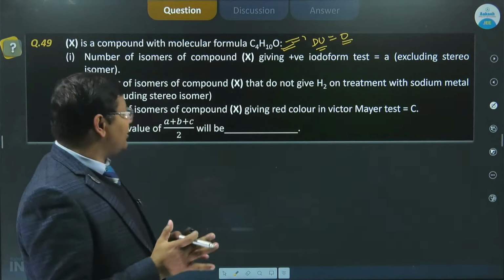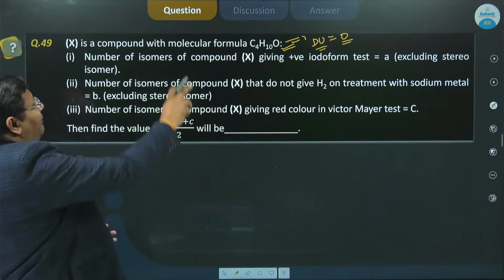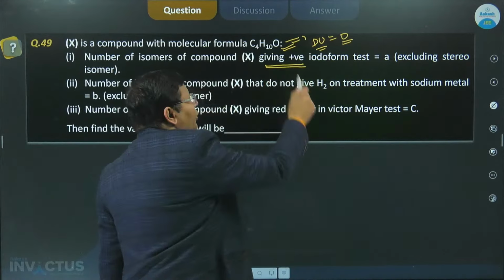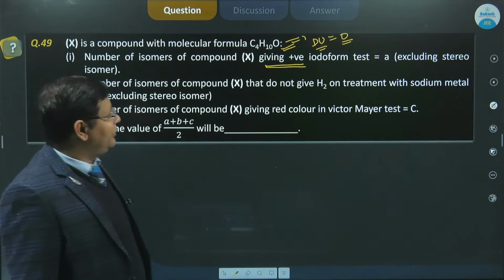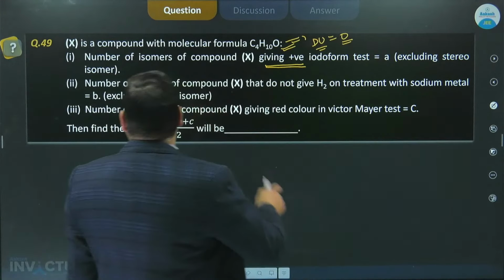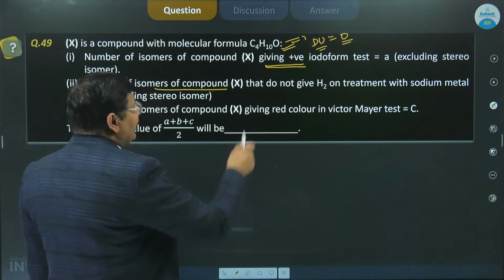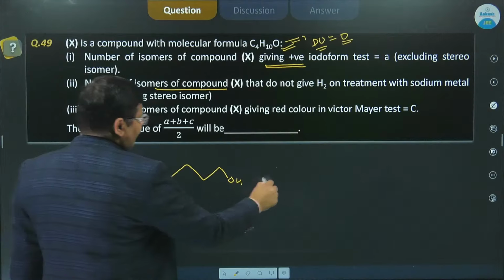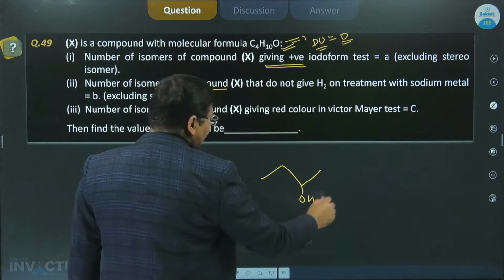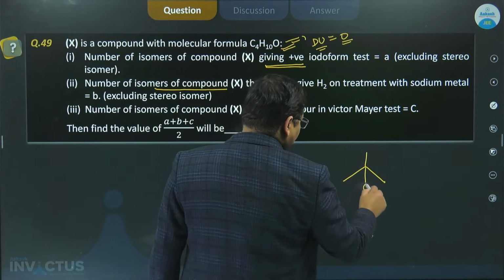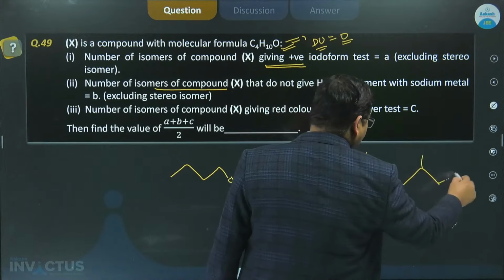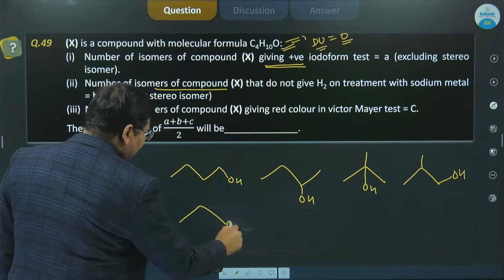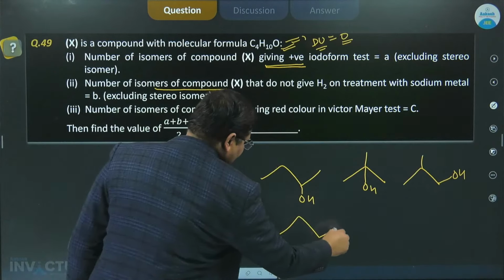तो लेट्स ट्राई टू अंडरस्टैंड द क्वेश्चन फर्दर. तो नंबर ऑफ आइसोमर ऑफ कंपाउंड X गिविंग पॉजिटिव आइडोफॉर्म टेस्ट, यानी हमें 2 डिग्री अल्कोहल पकड़ने पड़ेंगे इसमें, जिनमें मिथाइल कीटोन बन जाए. तो एक काम करते हैं, इसके टोटल आइसोमर जनरेट कर लेते हैं. देखो तो अल्कोहल में हम एक ये वाला अल्कोहल जनरेट कर सकते हैं, एक ये वाला, एक ये वाला, राइट. 3-4 अल्कोहल हम बना सकते हैं.